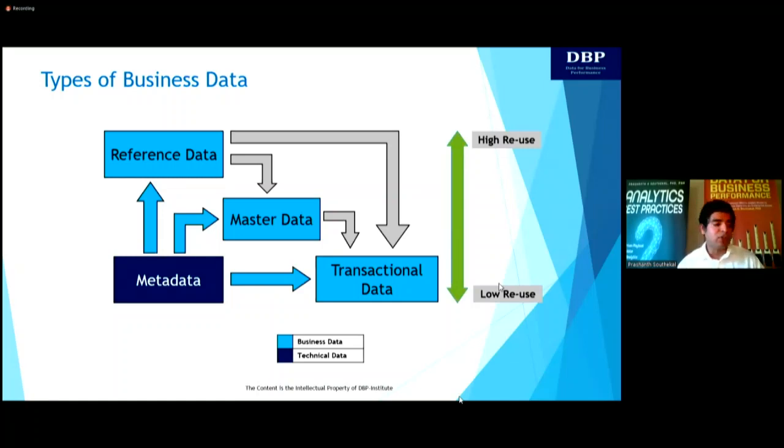Like your plans, your chart of accounts, your currencies, your account groups, your product groups, so on and so forth. Any data where you can classify your organization is basically your reference data. The second type of data is master data, which is all about business entities. It could be your vendors, employees, customers, GL accounts, so on and so forth. Anything to do with the nouns or the entities is master data.